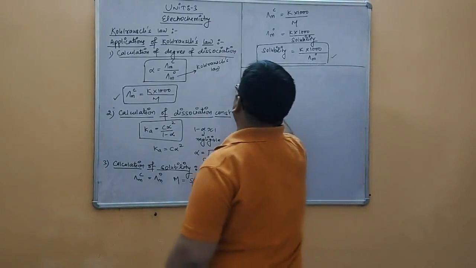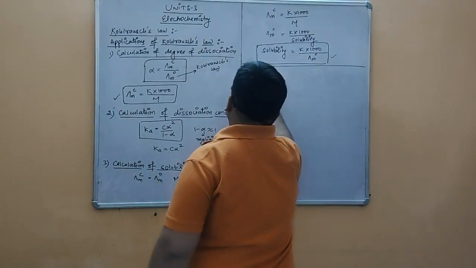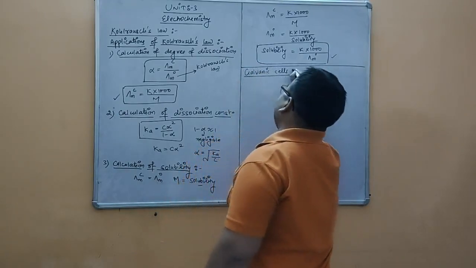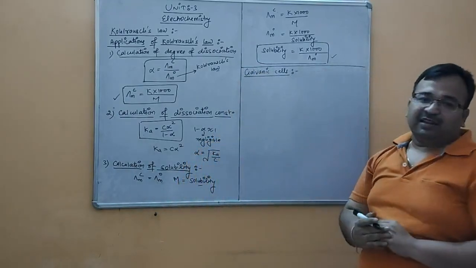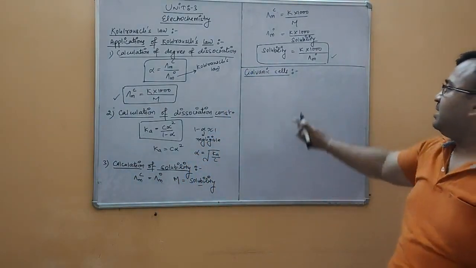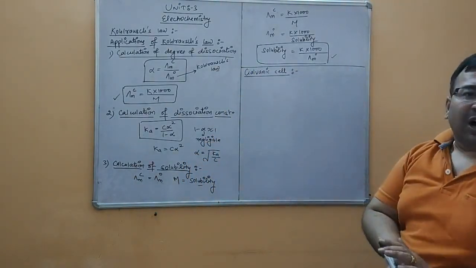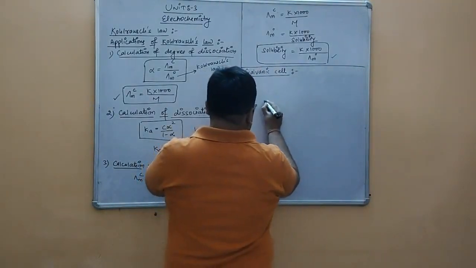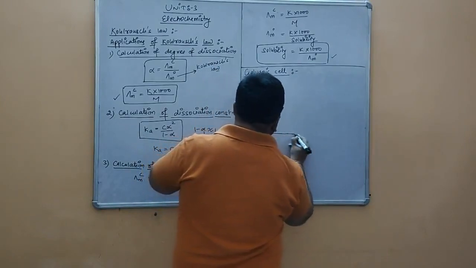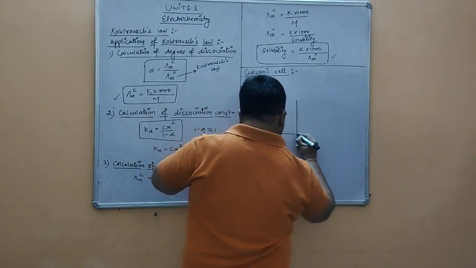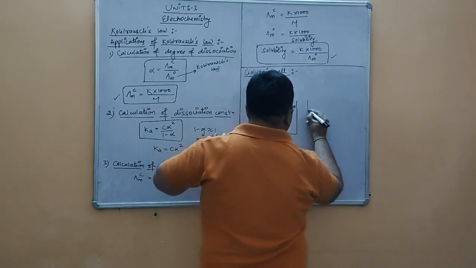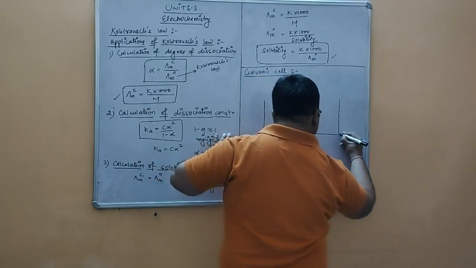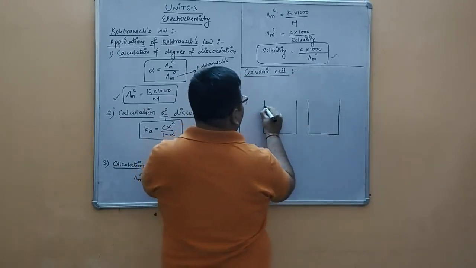Now we move to the galvanic cells. Galvanic cell or electrochemical cell. Galvanic cell is an electrochemical cell. I explained to you how this galvanic cell works. So we take two beakers. This is the first beaker, and this is the second beaker.